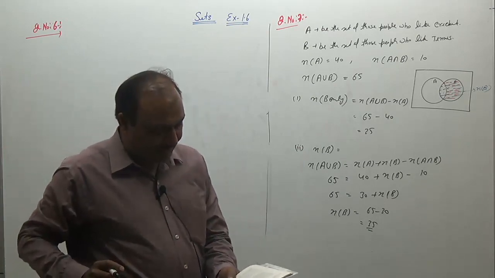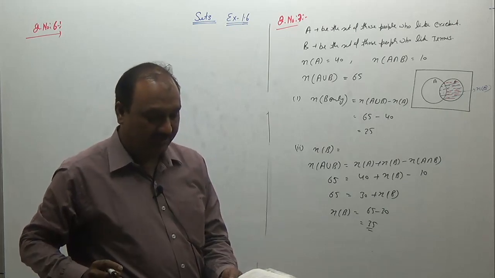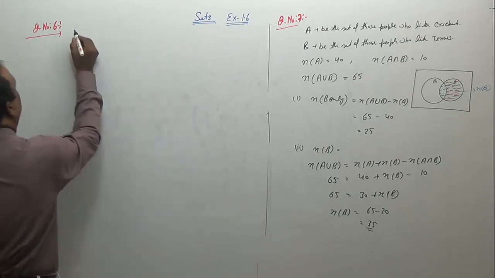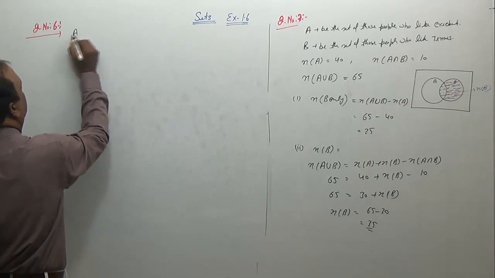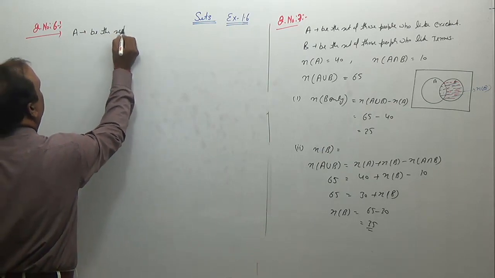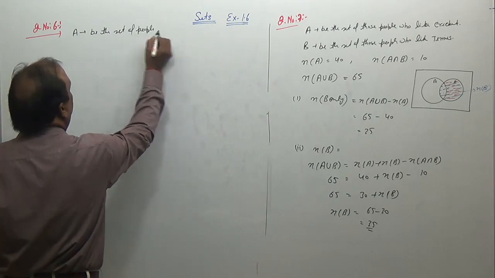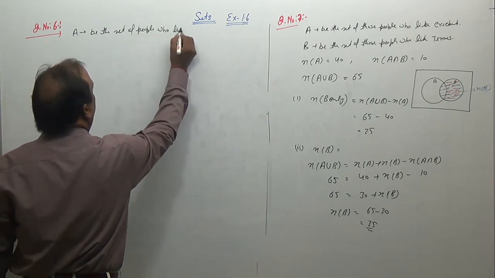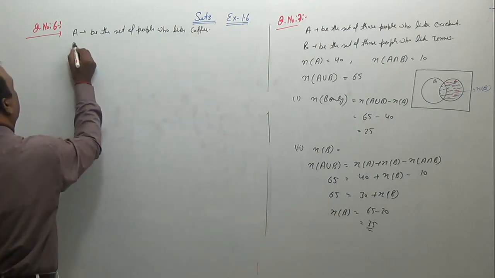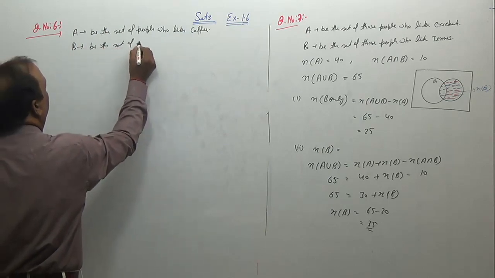In a group of 70 people, 37 like coffee and 52 like tea. So there is a set of two types of people who like coffee and tea. So first define this set. Let set A be the set of people who like coffee, and B be the set of people who like tea.